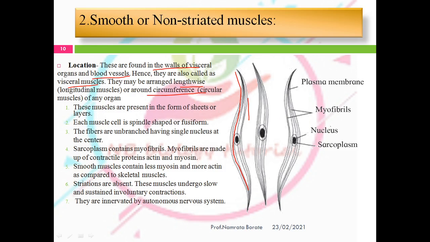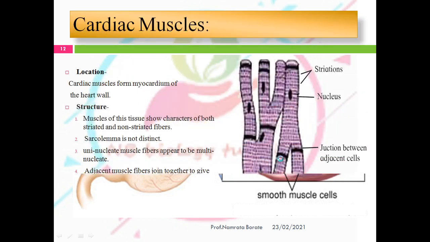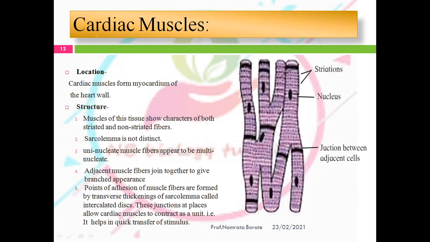The smooth muscles show a lesser amount of myosin and a greater amount of actin as compared to the skeletal muscles. The striations are absent here, meaning there is an absence of dark band and light band. These muscles undergo slow and sustained involuntary contraction. They are innervated by the autonomic nervous system. So you can see here, this is the visceral organ and this visceral organ consists of smooth muscle cells.